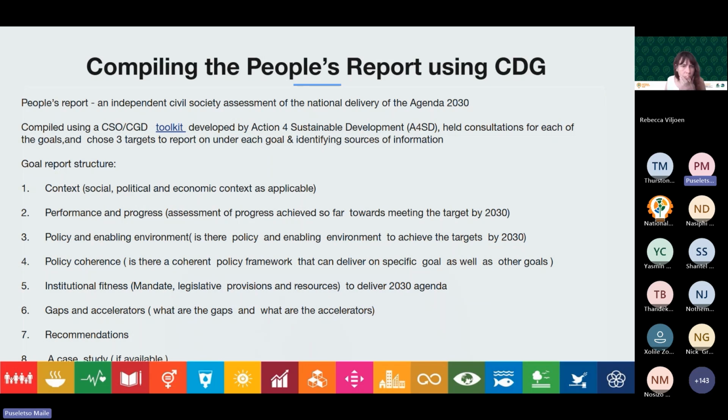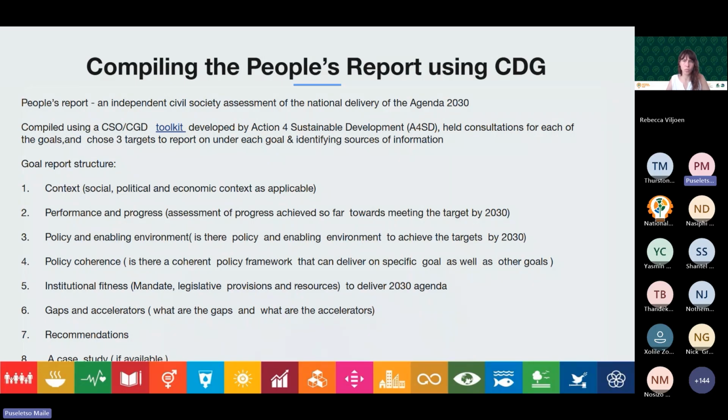identified whether there are coherent frameworks that can deliver on specific goals as well as other goals, looked at the mandates, legislation and provisions and resources to deliver on the agenda, as well as identified the gaps and accelerators for achieving the goals and provided recommendations and case studies. So all of this is in the People's Report.